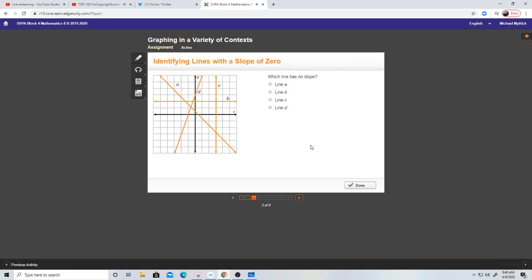Each line on the graph has a different slope. I don't know if you were here or remember this, but this one is going up, it has a slope. A is going down, it has a slope. B is going side to side, it has a 0 slope. But this C line is going straight up. These lines that are vertical, or just go up and down, have no slope.